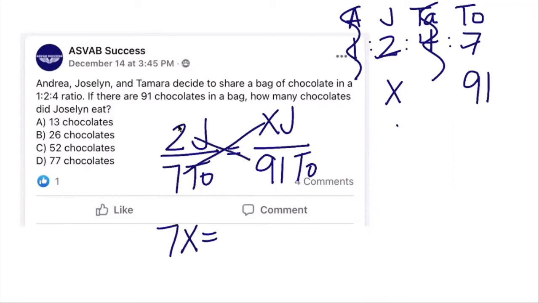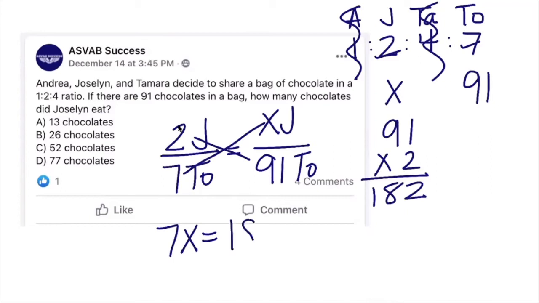91 times 2, let's find it over here. That's 182, okay? We're going to divide by 7.